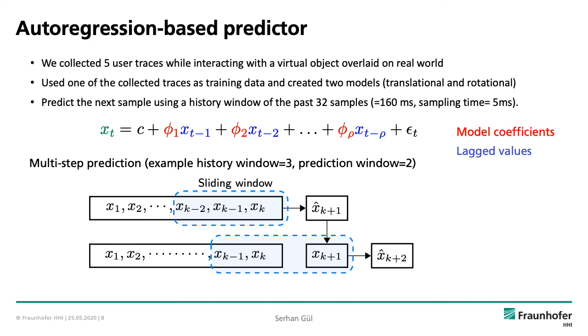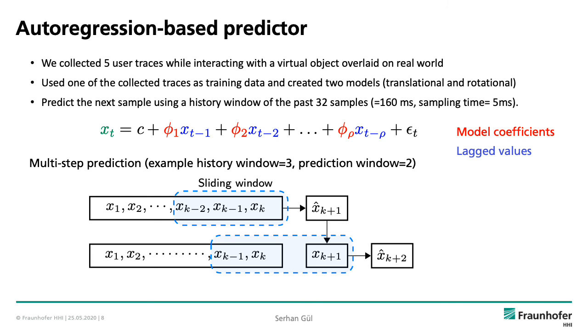So basically, we predict the next sample using an automatically detected history window of the past 32 samples, which corresponds to 160 milliseconds with a sampling time of 5 milliseconds in our system. The equation shows how the model works. The phi i's are the model coefficients and the x i's are the lagged values of the time series. It can be x, y, z, or the different quaternion components of the orientation.